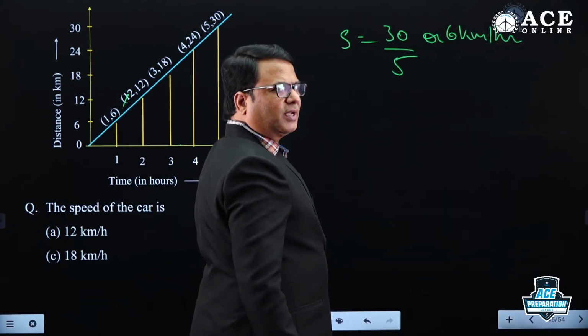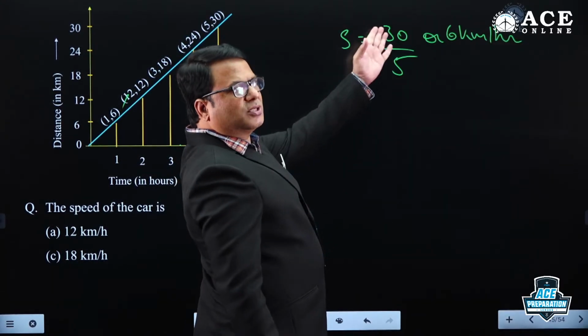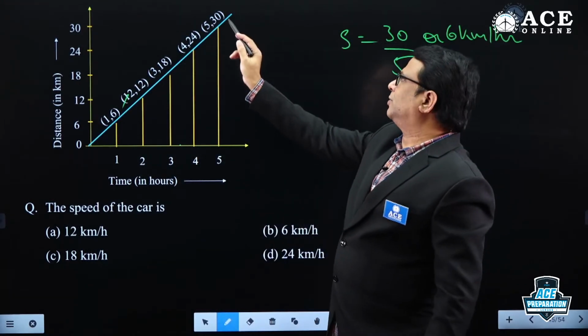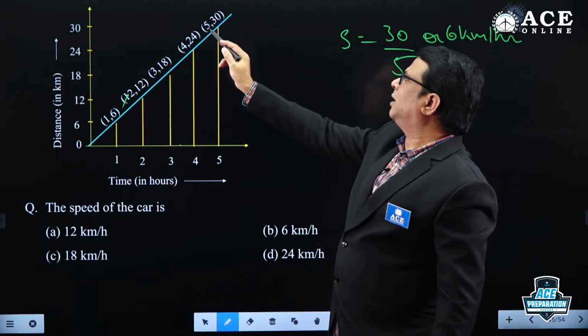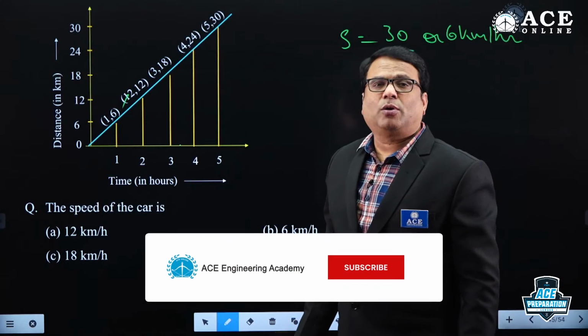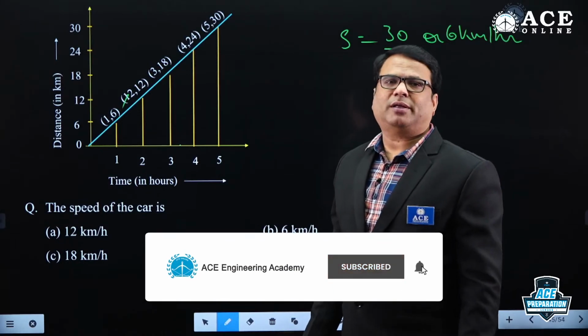What is the speed of the car? That is the question. The speed formula is distance by time. So I am taking the last set of coordinates. 30 kilometers distance is covered in 5 hours. So what should be the speed? 6 kilometers per hour. Okay.